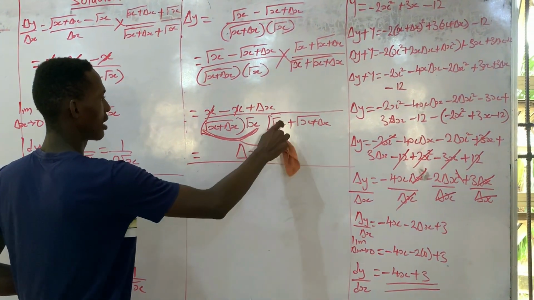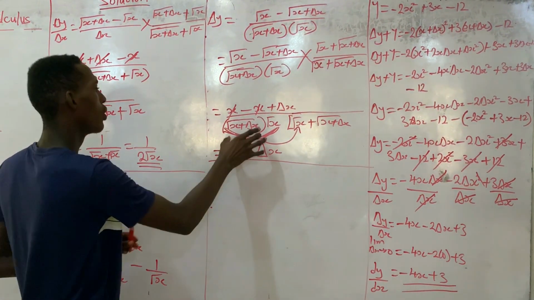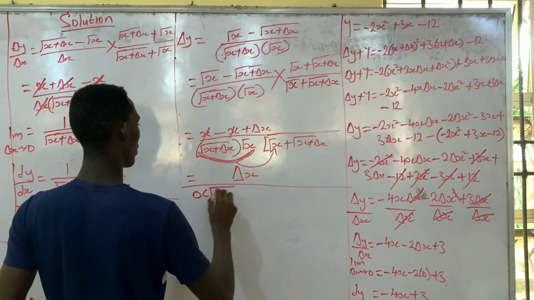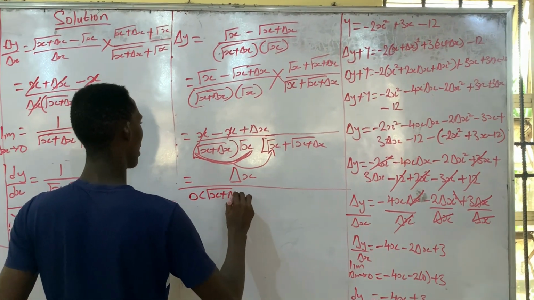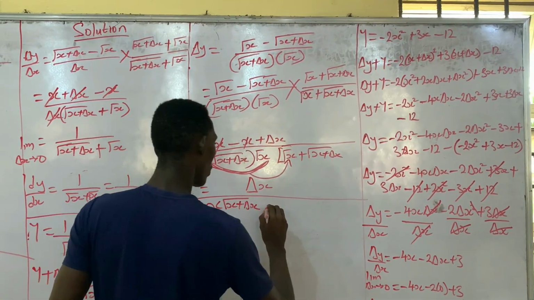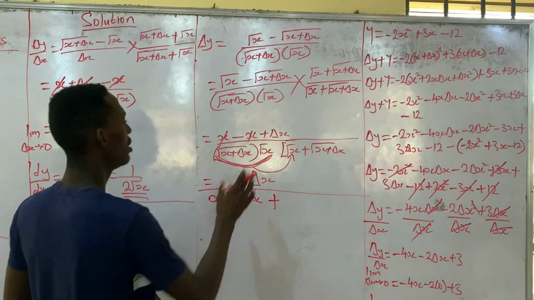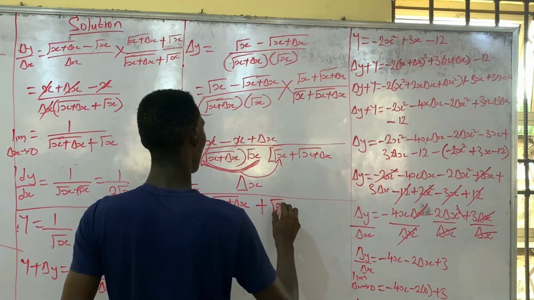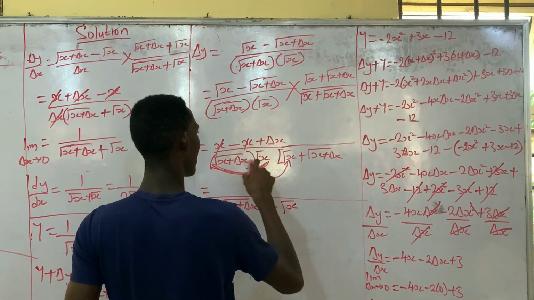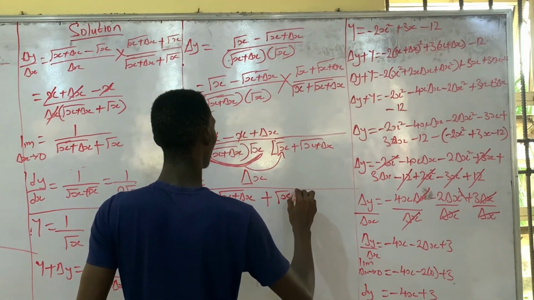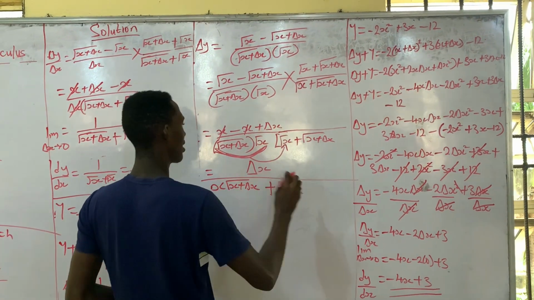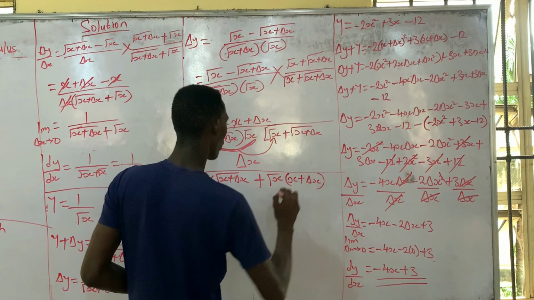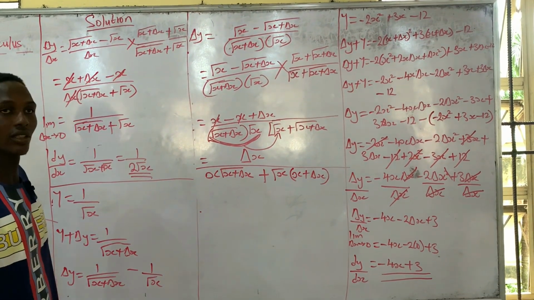The whole of this times this. So if you multiply the whole of this with this, then we'll be having what? X root x plus change in x, plus the whole of this times this, and that will give us what? Root x root x, root x in bracket, this expanded, that's what? X plus what? Change in x, close bracket. Now can you see it is making sense?